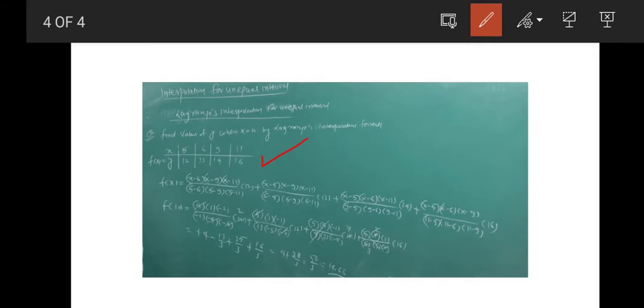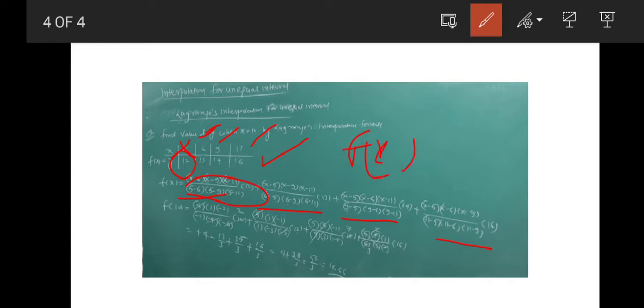The formula for Lagrange's interpolation method is: first you subtract the remaining terms from x. Suppose your first term will be: first removing the 5, then subtracting 6, 9, 11 from x, then subtracting the remaining 6, 9, 11 from 5, and multiplying with f of x, that is 12. Then do this again and again for the other terms. Then you will get the equation for f of x.